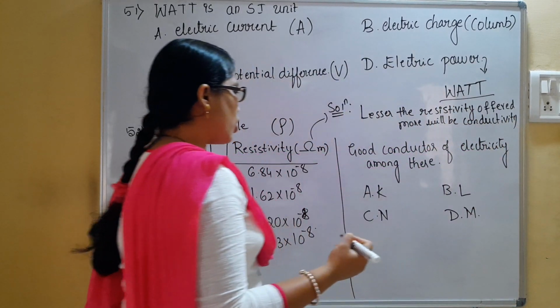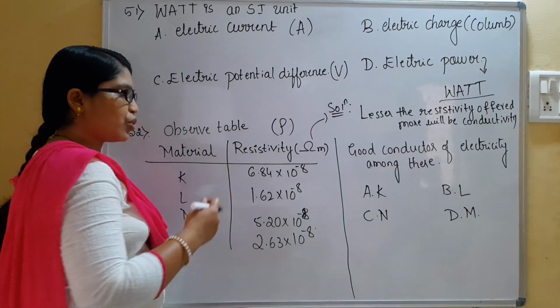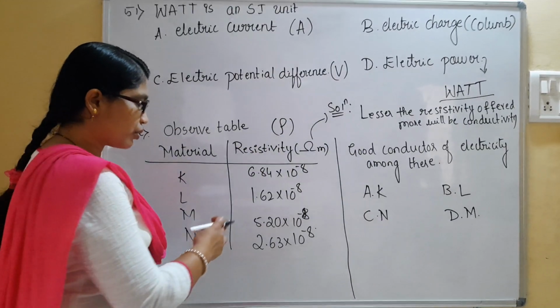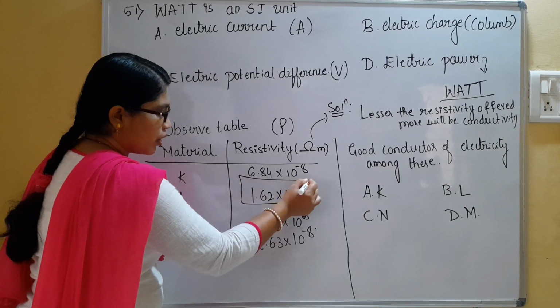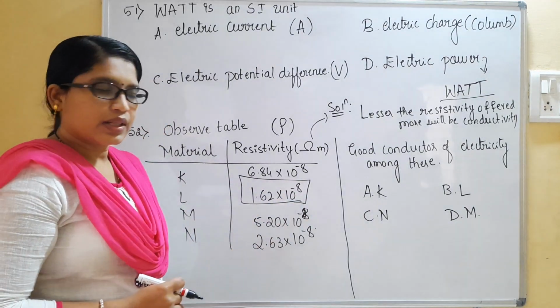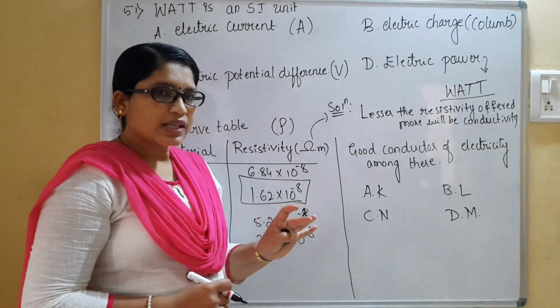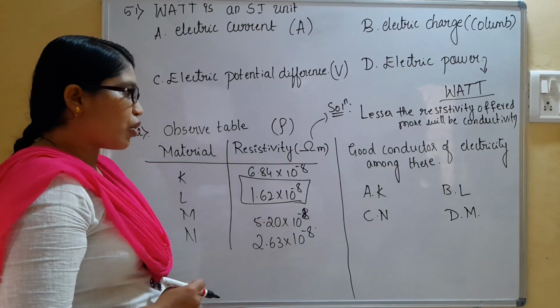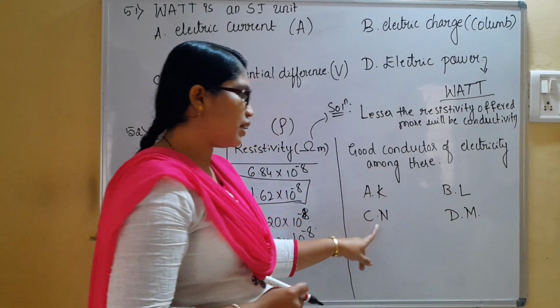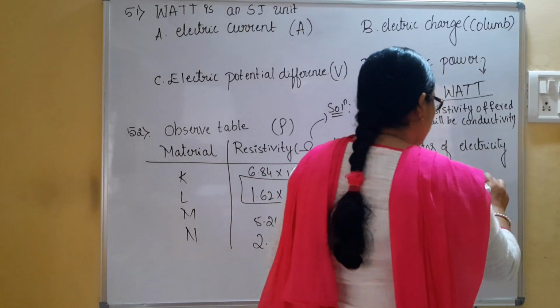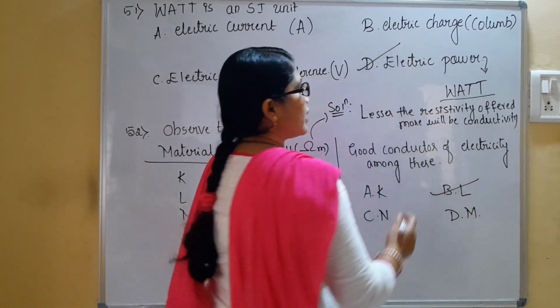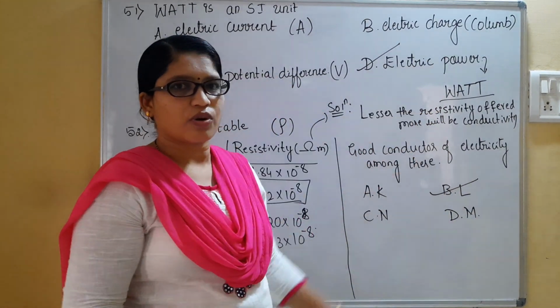So out of these four options, which material is showing less resistivity, we have to find out. This is the only option left. 1.62 is showing, this material is showing less resistivity. So out of these four options, A, B, C and D, here it is the correct option, and for electric power, the watt is the correct option.